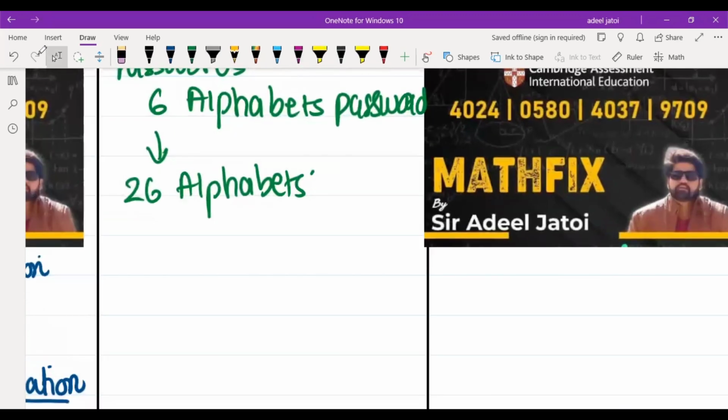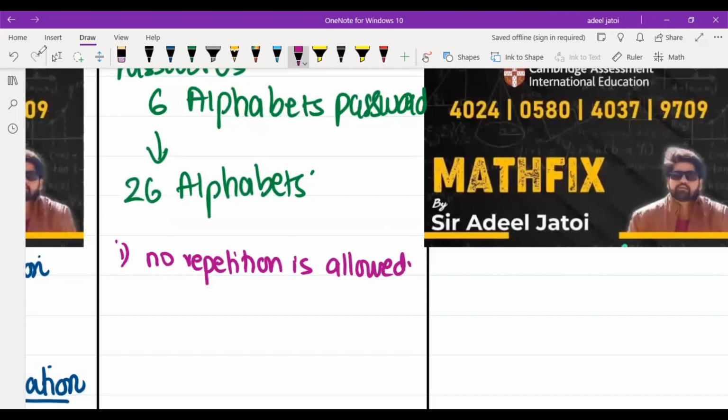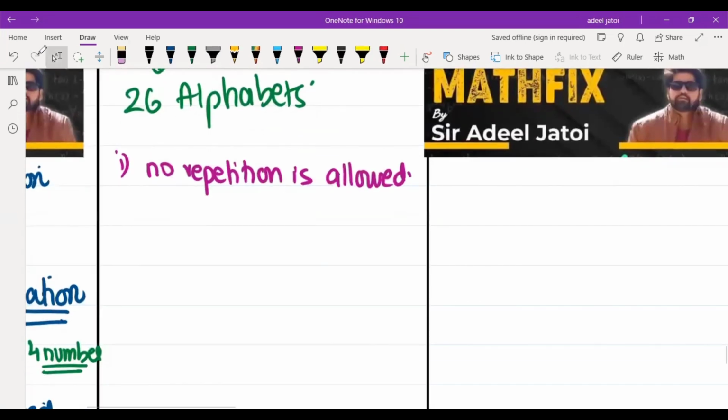So the question can be: number one, no repetition is allowed. When no repetition is allowed, that means each alphabet will be different from each other. And obviously from A to Z, you have all the alphabets that are different from each other. So what we can have is 26C6 into 6 factorial. Out of the 26 alphabets, we'll be selecting 6 alphabets, and then for the arrangement, we'll be using 6 factorial. This will end up having what?